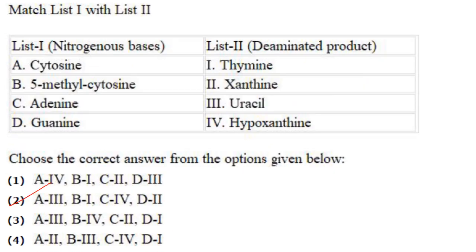4. Then next one, they have given the nitrogenous bases and the deaminated product. So cytosine on deamination will give rise to uracil, A3. 5-methyl cytosine on deamination will give rise to thymine, so B1. Adenine on deamination will give rise to hypoxanthine, C4. And guanine on deamination will give rise to xanthine, so D2. So the answer here is A3, B1, C4, D2, and the option is option 2.